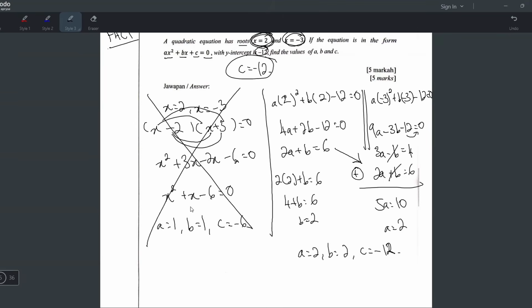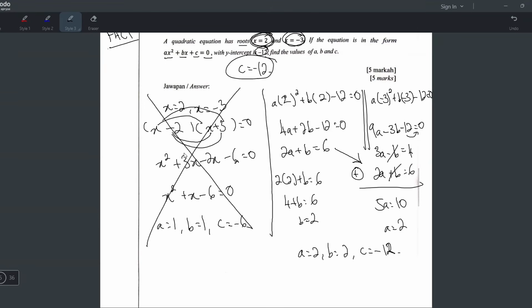You know why? Because I just realized if you put the ABC back inside, you will get back the roots x equals to x negative 3. Confirm. That one confirm. Okay. But you don't get the y-intercept negative 12 because if you sub this, your y-intercept is actually negative 6.